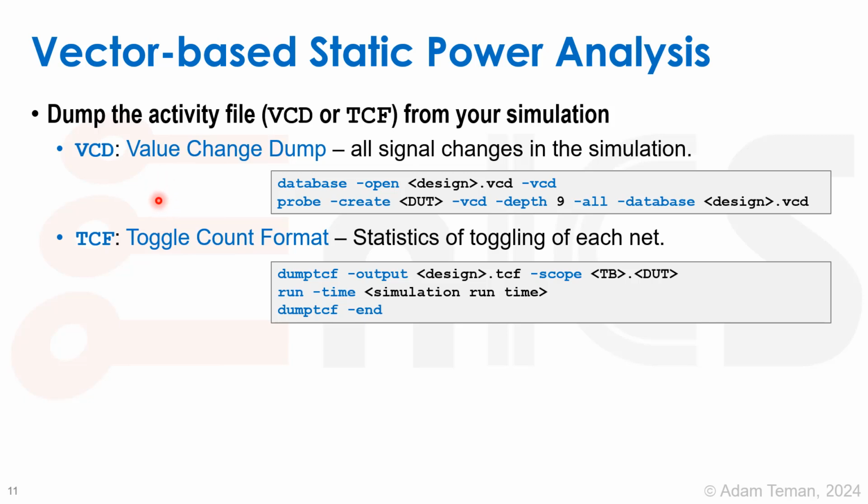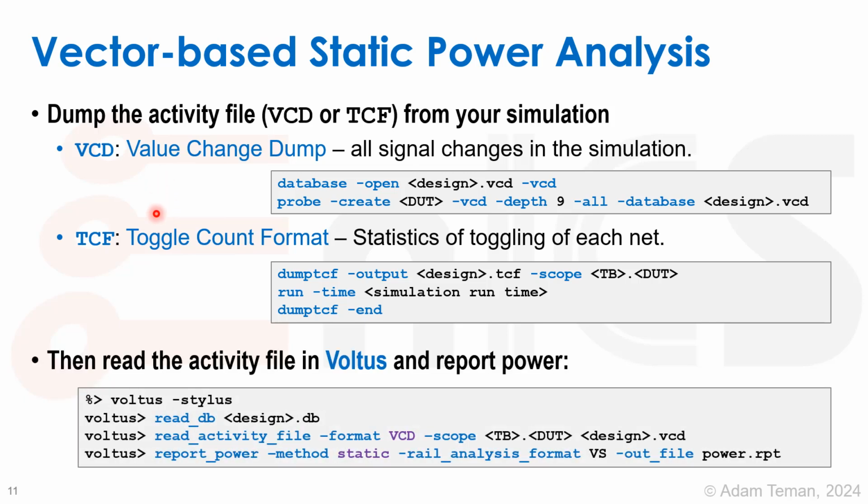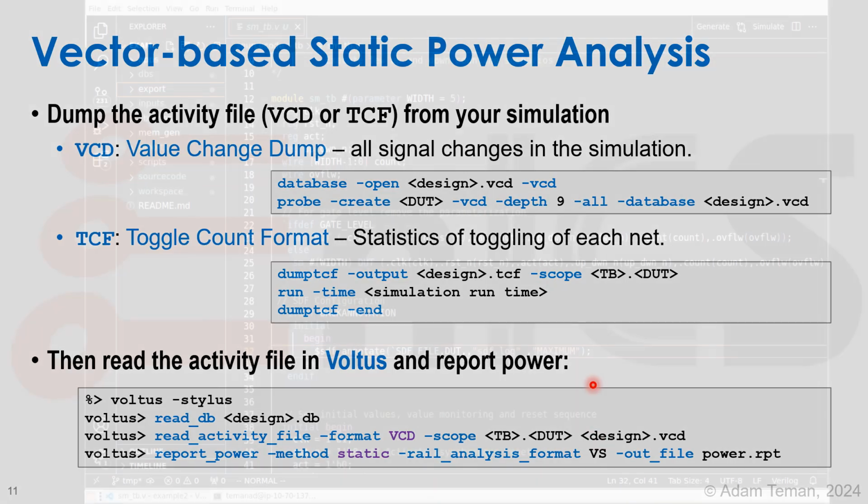You can also, again, do other formats. Okay, after this, we're going to open up Voltus, and we're going to read in the activity file and report power. So we're going to run Voltus -stylus to open up the tool. Then we're going to restore our design with readdb. We're going to use this read activity file to read our VCD or our TCF file, and then we're going to do a report power with the static method, and we're going to look at our out file. So let's go and see that in the demonstration.